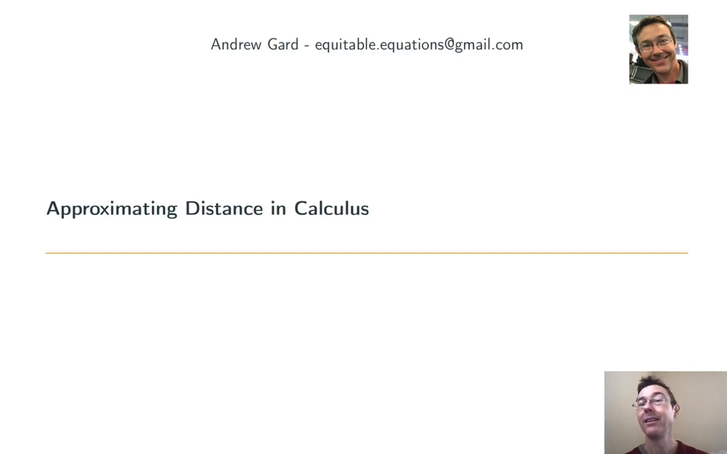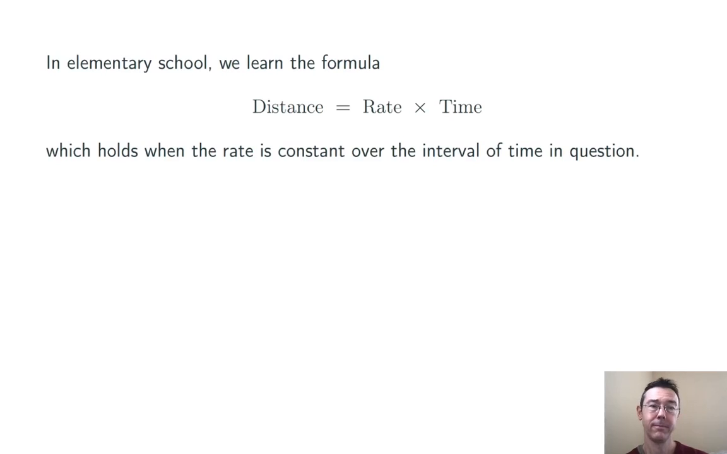Hey everybody. Today we're approximating distance traveled using the subinterval method. This is part of a larger Calc 1 conversation that leads us to the idea of the definite integral. In elementary school, we learned this simple formula, distance equals rate times time, which makes sense when the rate is constant over the interval of time in question.